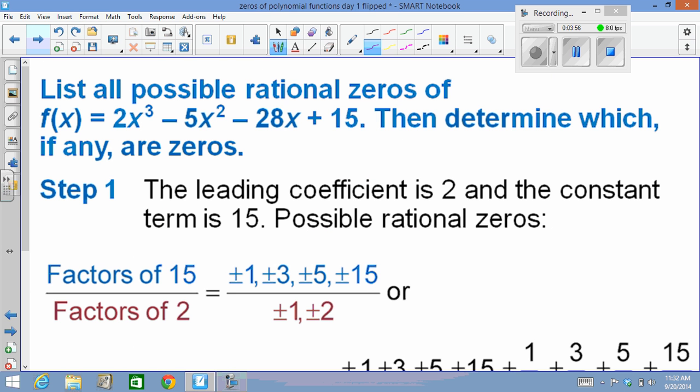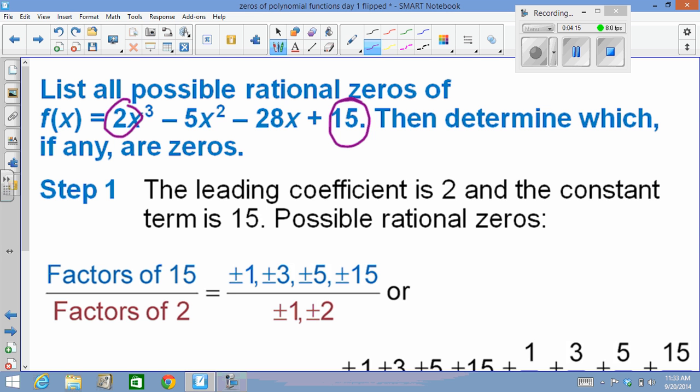So here's another example. This one's going to be a little bit different because when I look at the 15, I have all the factors of 15, which are 1, 3, 5, and 15, positive and negative, of course. But now I have all the factors of 2 because that's my leading coefficient. So now I have positive and negative 1 and positive and negative 2.